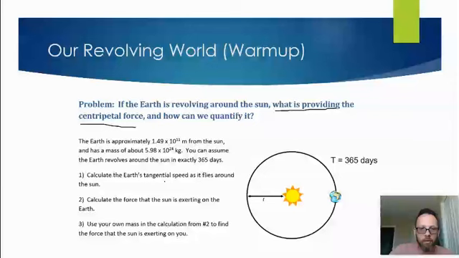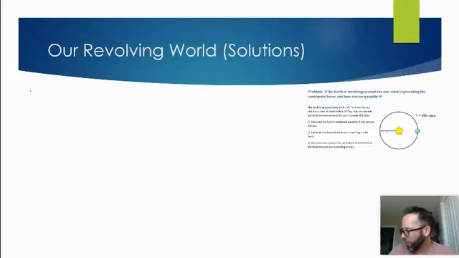We can do this. I thought it'd be interesting to first find the Earth's tangential speed as it's flying around the sun. Then we'll find that centripetal force the sun exerts on the Earth, which turns out to be the gravitational force. And then we'll also use our own mass, and you can use mine if you'd like, to find the force the sun is exerting on you. I've got a slide here to do some of this, so let's dive in. If you want to pause the video and see if you can figure these out on your own, that'd be totally fine.